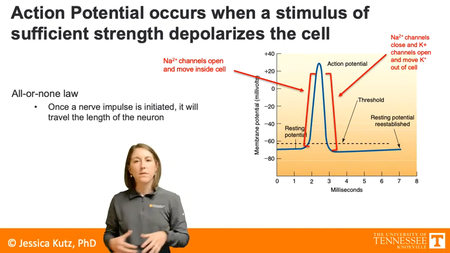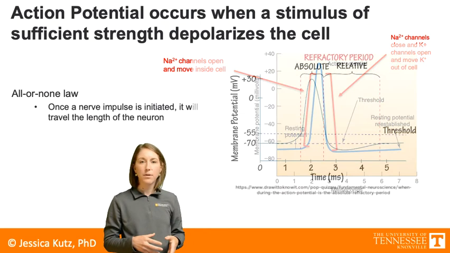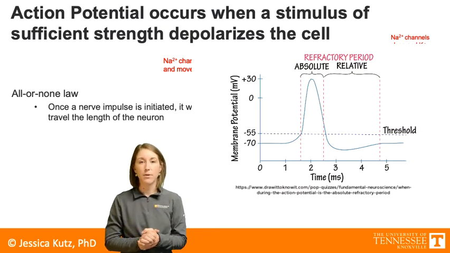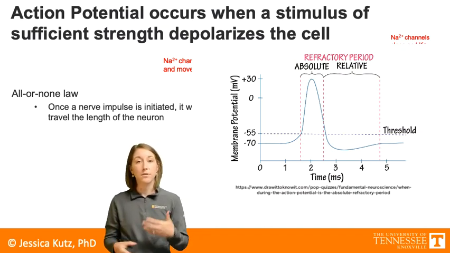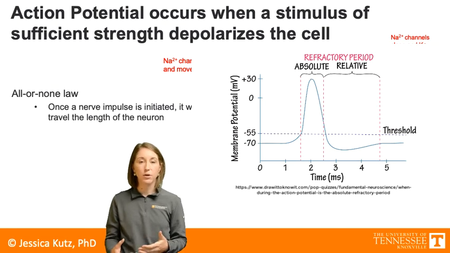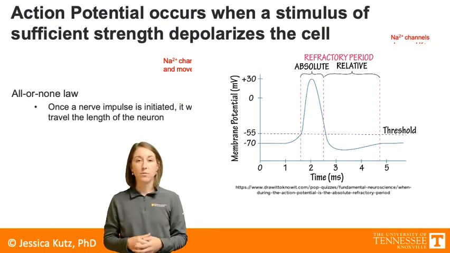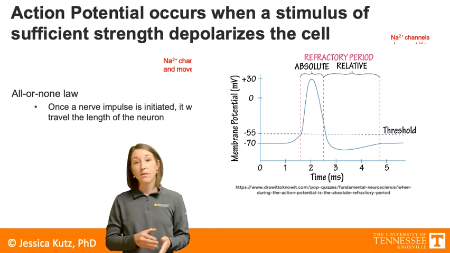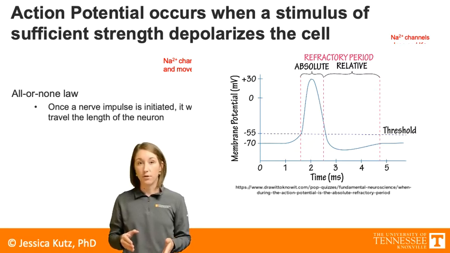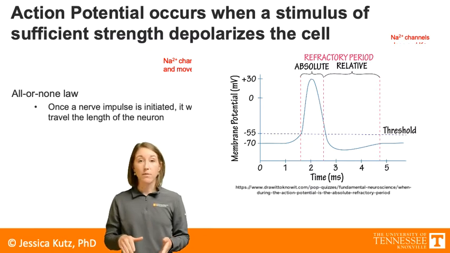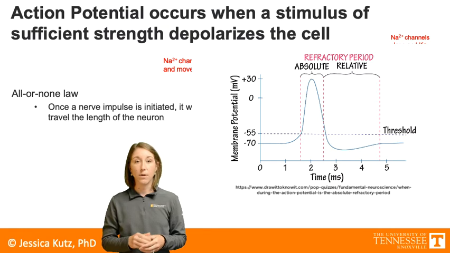We also have something that's called an absolute refractory period and a relative refractory period. And what that's referring to is whether or not another action potential could occur if a strong enough stimulus were initiated. During the absolute refractory period, this is any time that the sodium channels are open. And during this time, there is no way that you can have another action potential occur. So again, absolute refractory period, anytime a sodium channel is open, no way you're going to get another action potential.